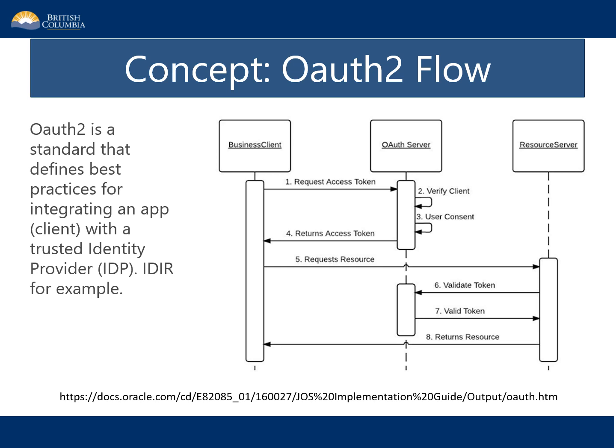OAuth 2 is a standard that defines the best practice for integrating an app, or client, with a trusted identity provider, or IDP. For example, IDER is a trusted identity provider in the BC Public Service. A user is redirected from the client site to an authentication server. There, they enter their credentials and are redirected back to the client with an access token in tow. That access token can now be submitted with a resource request, and once the token is verified as valid, the resource is returned. Notice that the user never submitted their credentials to the client, only to the OAuth server.